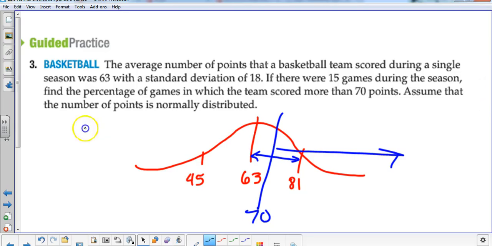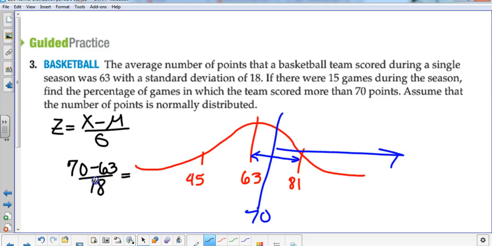But the first time we did it, we used a z-score. We said that a z-score was the difference between a value and the mean divided by the standard deviation. So if we want 70 and the mean is 63 and the standard deviation is 18, what do we get? 7/18, or 0.38.